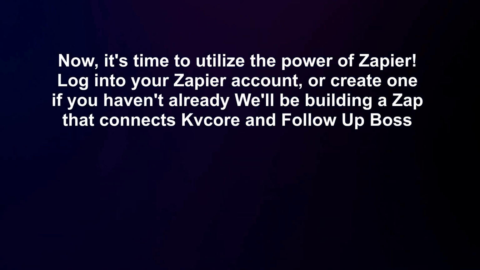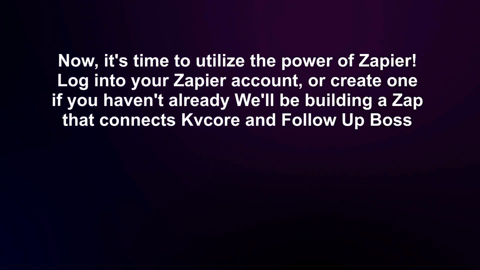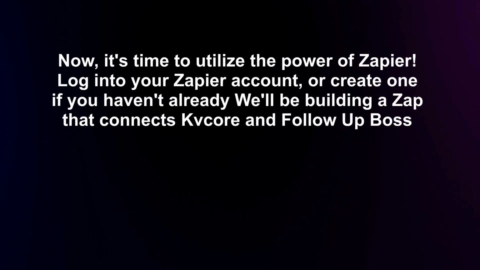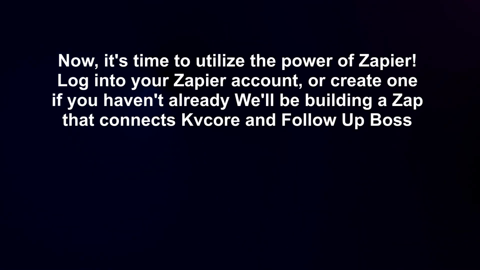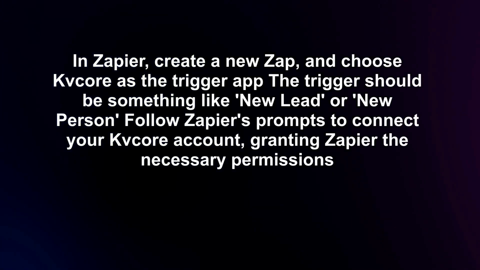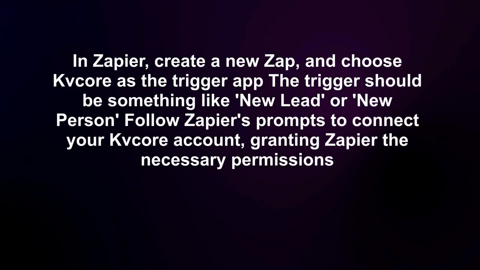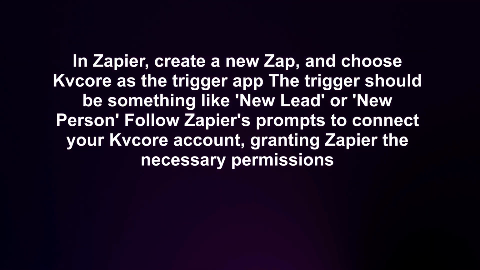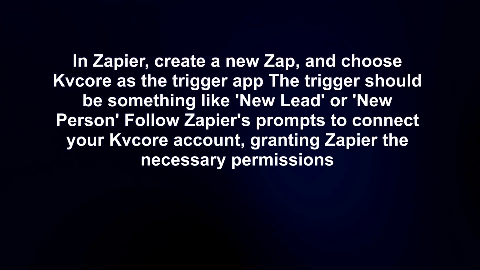Now, it's time to utilize the power of Zapier. Log into your Zapier account, or create one if you haven't already. We'll be building a Zap that connects Kvcore and Follow-Up Boss. In Zapier, create a new Zap, and choose Kvcore as the trigger. The trigger should be something like new lead or new person. Follow Zapier's prompts to connect your Kvcore account, granting Zapier the necessary permissions.